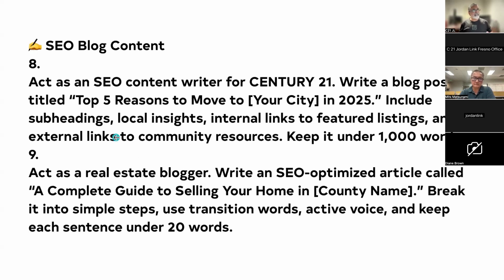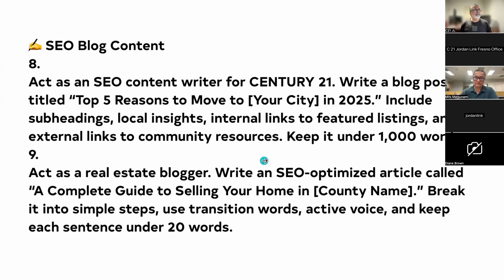Number eight, act as an SEO content writer. Boom. See, now it says write a blog post titled Five Top Reasons to Move To in 2025. Include subheadings, local insights, internal links to featured properties, and external links to community resources. Keep it under 1,000 words. Now, the main thing is after all of this is done, remember, you still got to proofread it. But it's amazing how much content it'll give you that just helps you jumpstart whatever you're trying to do and probably saves you so much time.